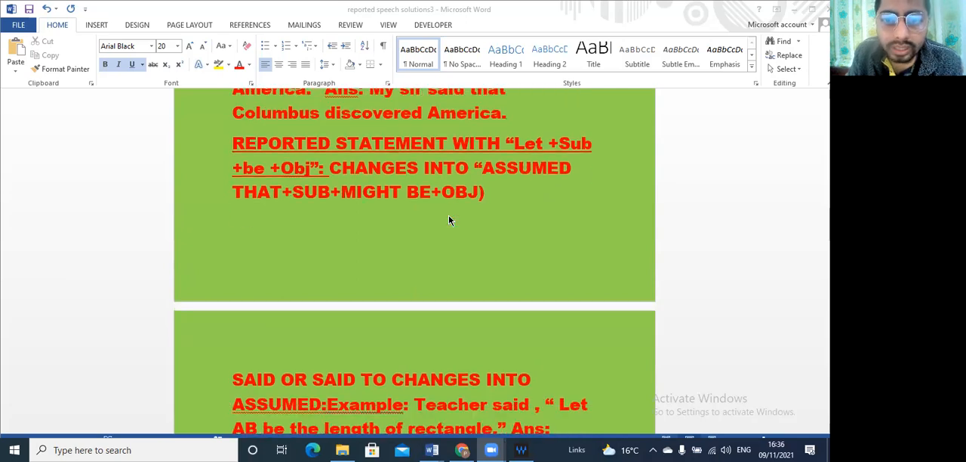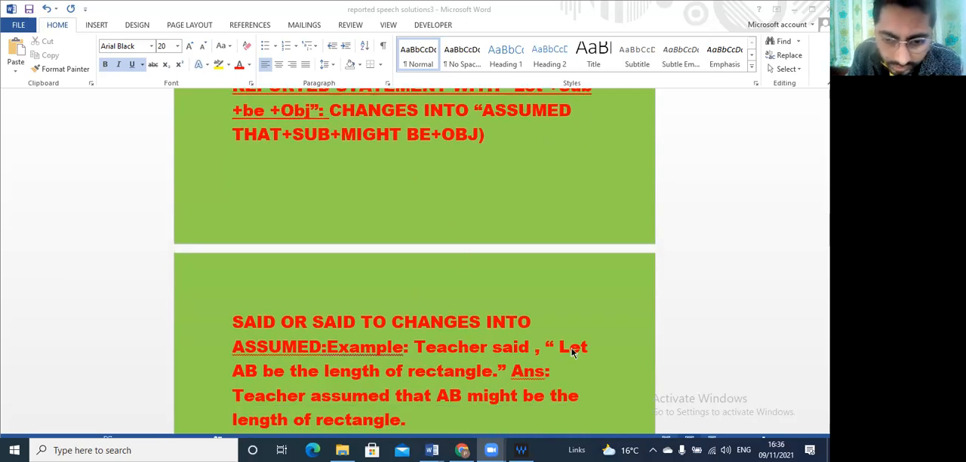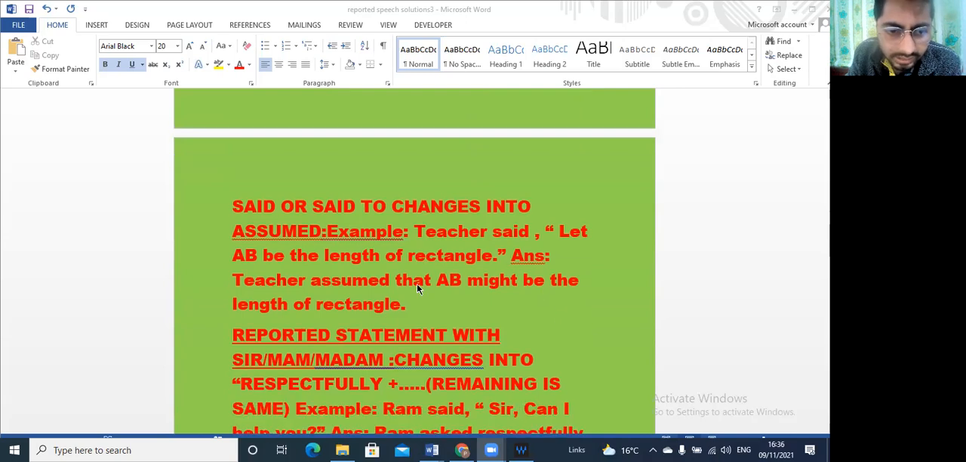Okay, so what is the format over here? Teacher said. To make you clear, let me use some of my rough work. Let is already present in the structure. AB is the subject: let plus subject plus be plus object. The length of rectangle is an object.